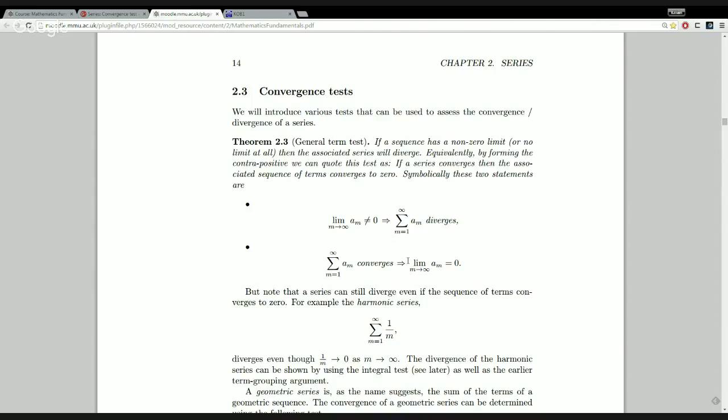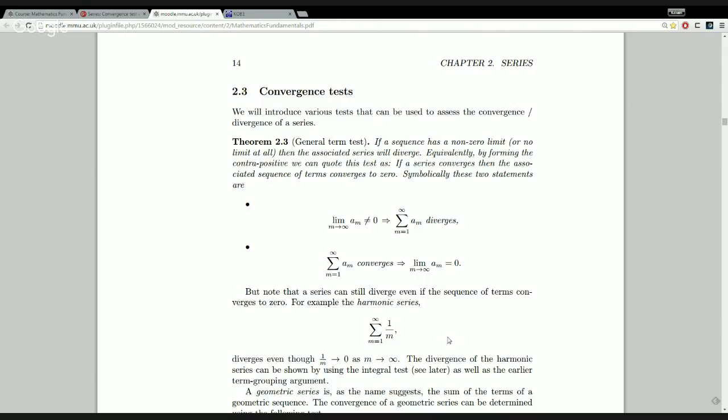It said that if you have a convergent series, if the sum of AM converges, that implies that the terms of the series must be converging to zero, considered as a sequence of terms. The terms themselves must be getting smaller and smaller and vanishing. Any convergent series must look like that. Now, it's not saying that every series whose terms converge to zero is a convergent series.